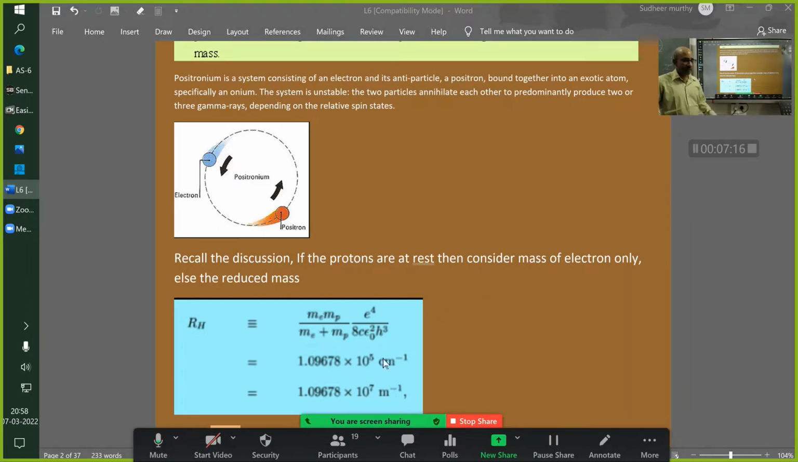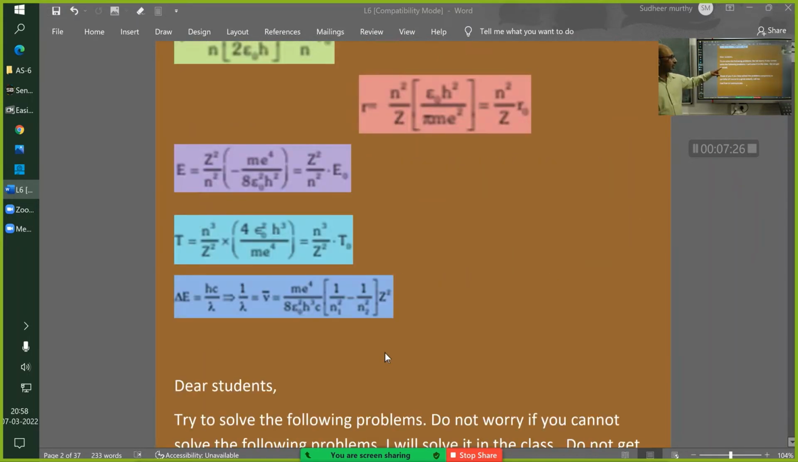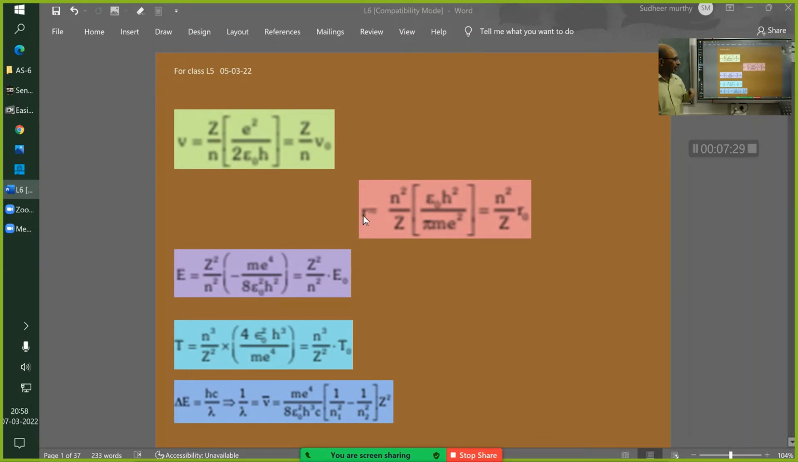Okay, that will be m by 2. So that is what we call the reduced mass. Then if you substitute, now coming to this formula here, in this case what happens? R will be equal to n square by z epsilon naught h square by pi, m by 2 into e square. Got it? Similarly, E will be equal to z square by n square, and instead of m, you will have m by 2, e raised to 4. Did you get it?